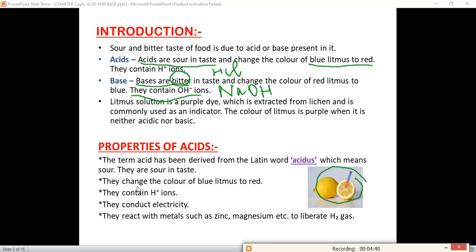Next one is they change the color of blue litmus to red, meaning all the acidic solutions or all the acids will change the color of blue litmus to red. Okay, you have to remember this point. Acids change the color of blue litmus to red.